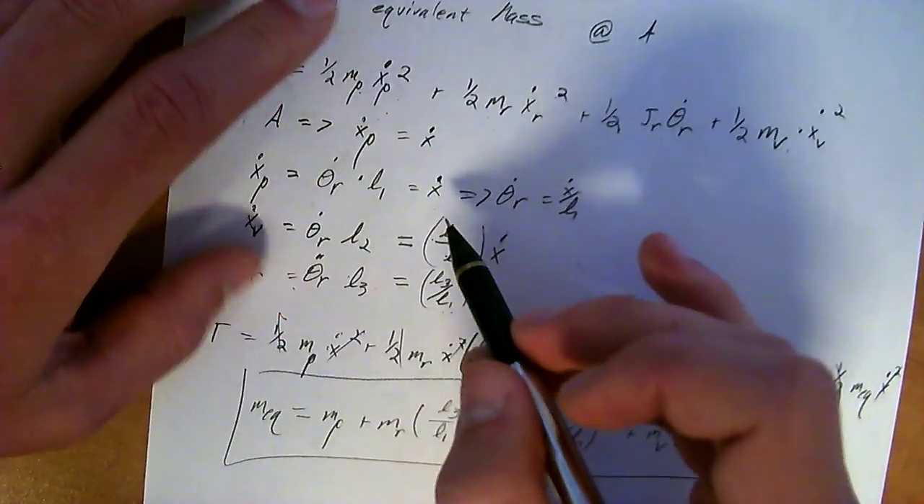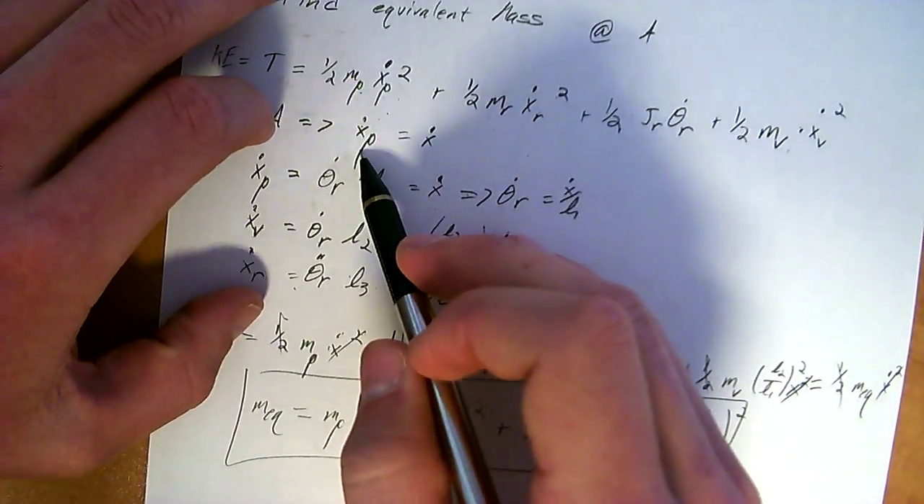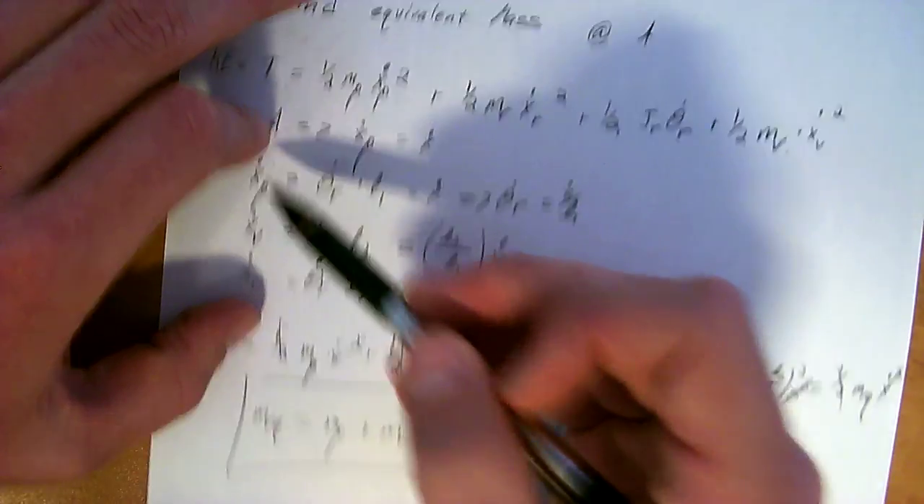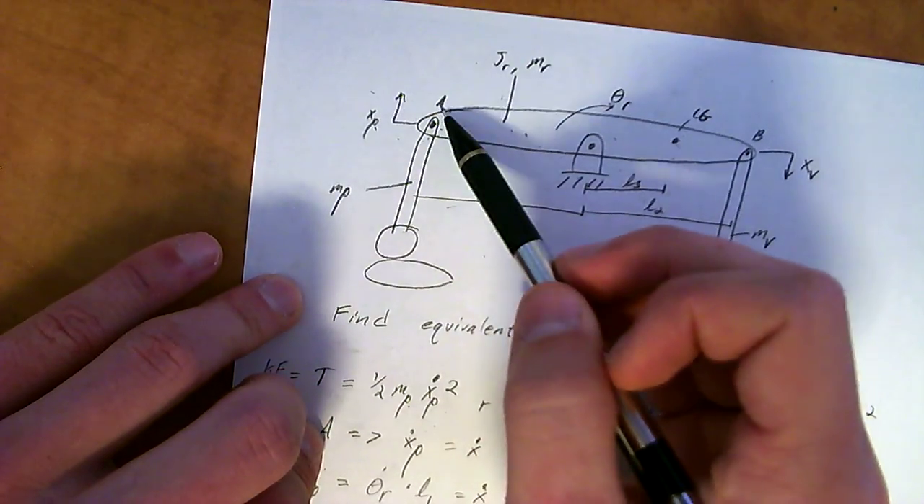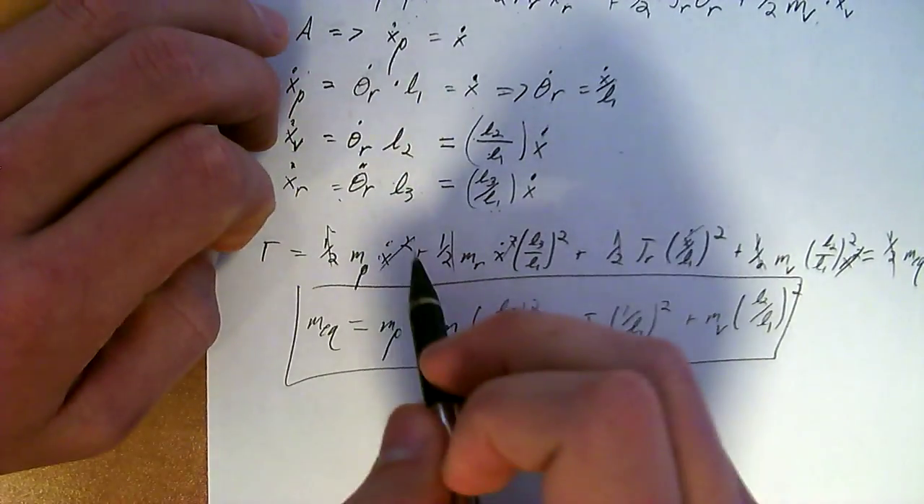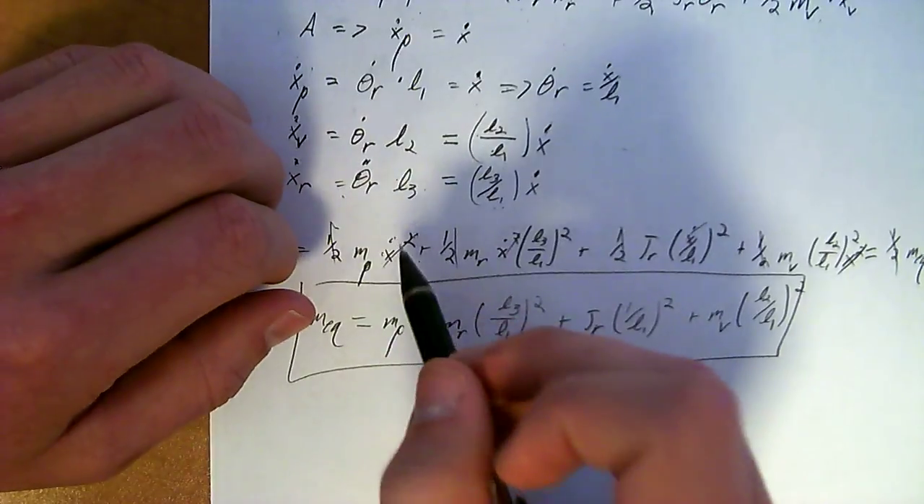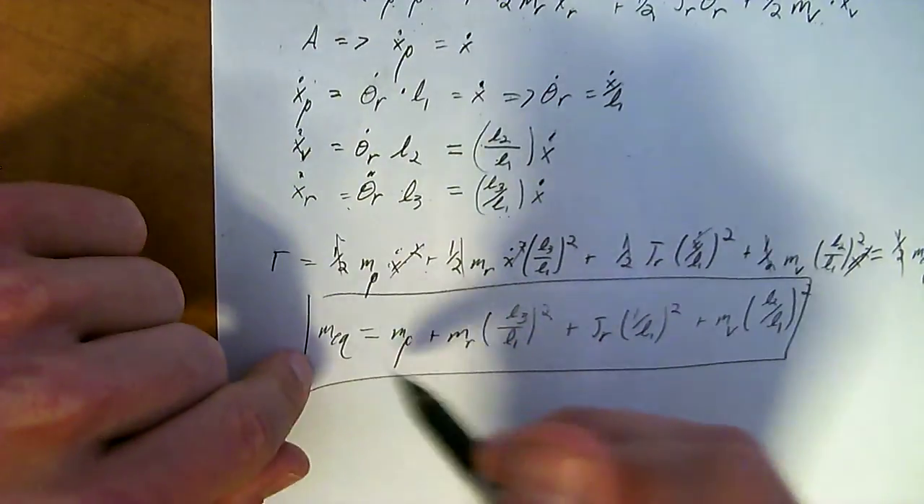Basically, you just have to make sure that you find the displacement, hence the velocity, the derivative of the displacement, all with respect to this A, the point where you're trying to find the equivalent mass. And then you use the energy method, the kinetic energy of each one of those masses times that velocity, and then you solve for MEQ.